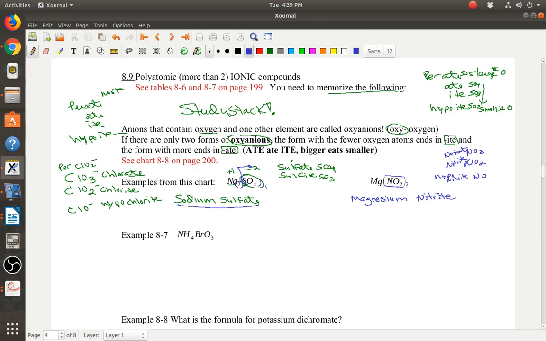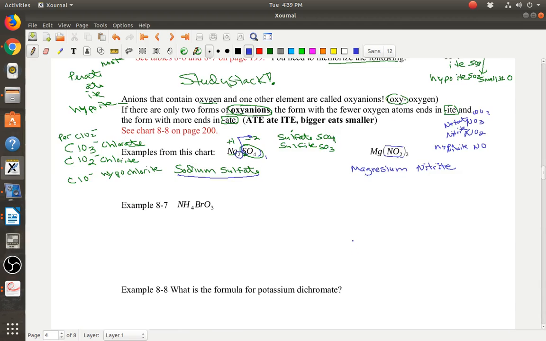That would be NO2. And then pernitrate would be NO4, because it's per-ate, -ate, -ite, hypo-ite. Per-ate, -ate, -ite, hypo-ite. Okay, now let's go to the next one.